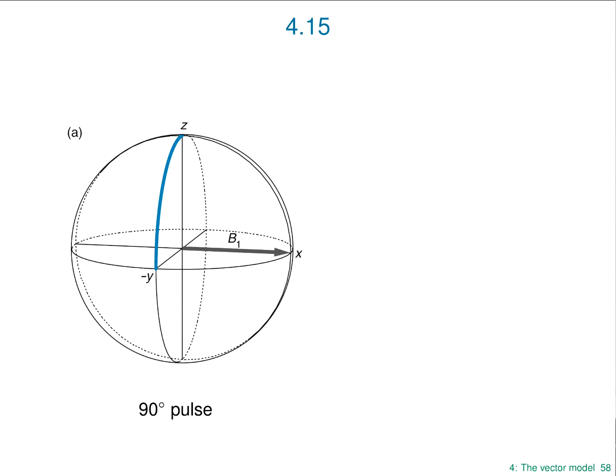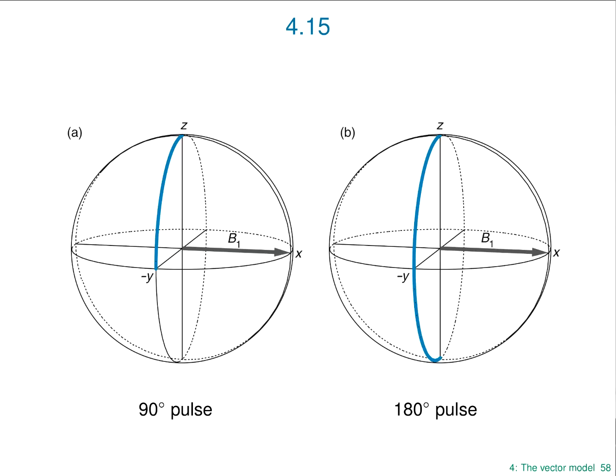And I've chosen to draw there a 90-degree pulse, and that means that I choose the duration so that the magnetization goes from Z into the transverse plane. So the angle that it's gone through, which is called the flip angle, is 90 degrees. And then once you get to the XY plane, you switch off the radio frequency power, and then you've got what you want. The magnetization is in the XY plane, and it will precess around, and you can detect the free induction signal.